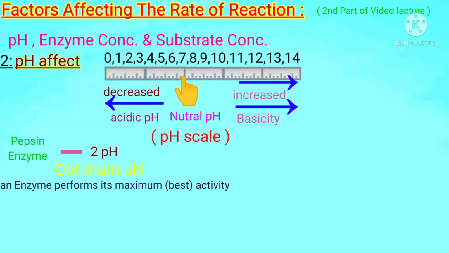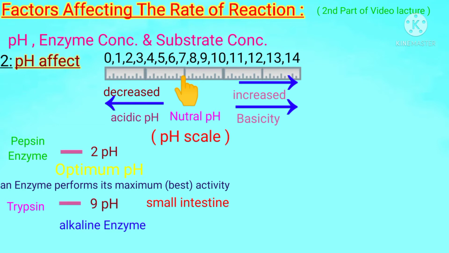Next, we talk about the trypsin enzyme that is present in the small intestine of mammals. It is an alkaline medium enzyme and shows its best activity in an alkaline medium at a pH of about 9. It is also known by the name of chymotrypsin, a form of the trypsin enzyme. Its pH is 7 to 8.